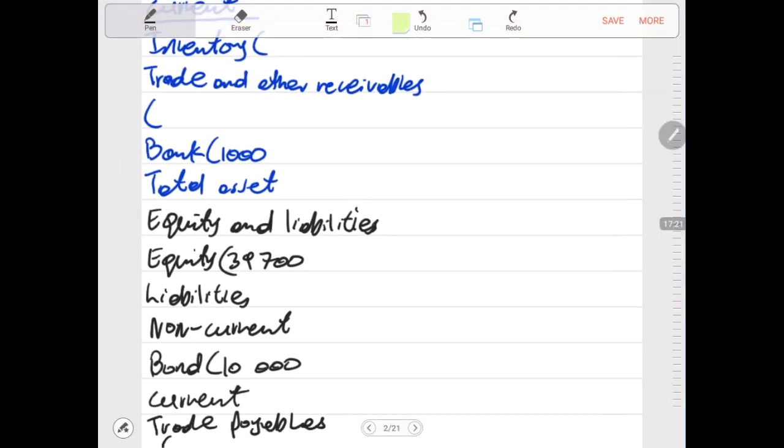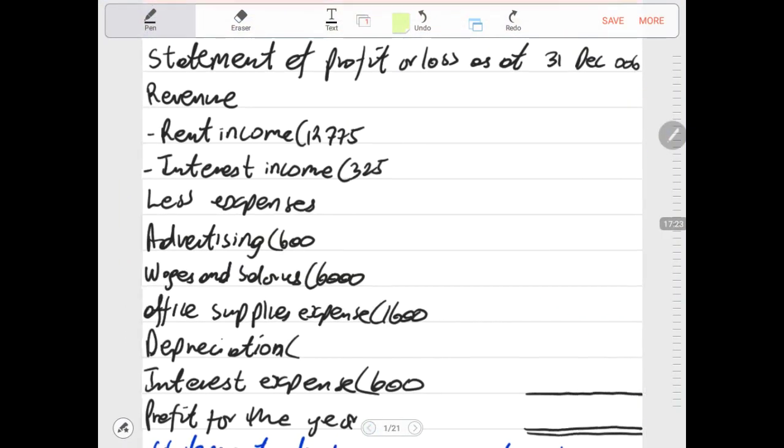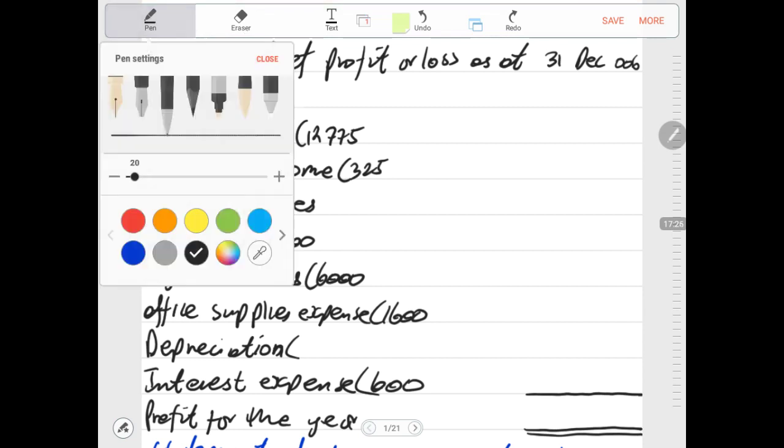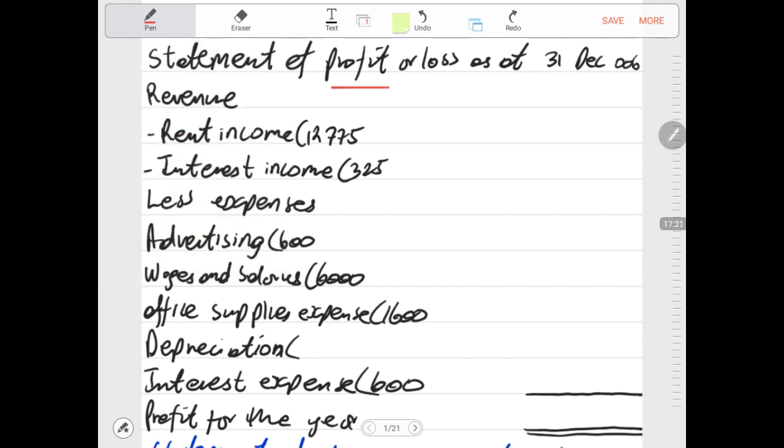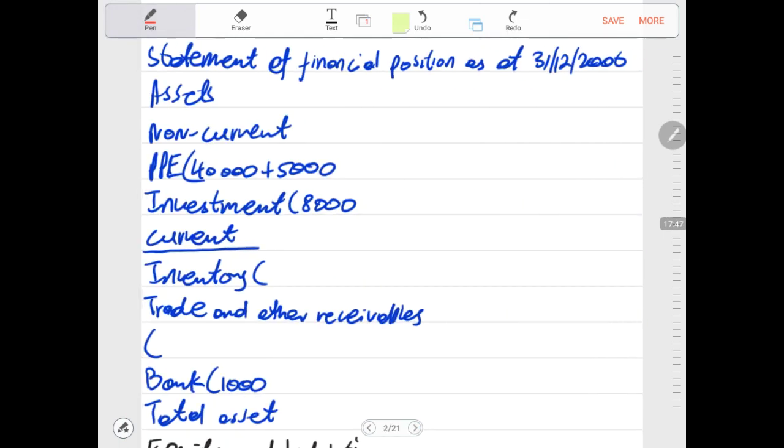To simplify this, you need to be aware of the fact that in the statement of profit or loss, we record incomes plus expenses. So whenever in the general journal we have either an income or an expense, it must come to this statement. And whenever we have assets or liabilities, they will be recorded here in the statement of financial position.